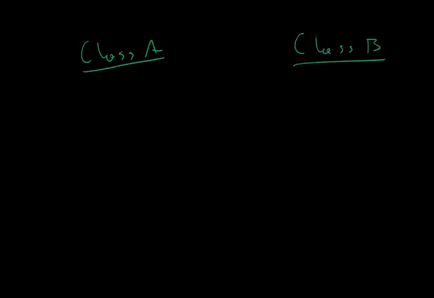Let's assume I have two classes, class A and class B. The average score for class A is 75, and the average for class B is 75. If that's all the information that you know, you would say this: both classes have the same average. Now let's assume I ask you to do the following.